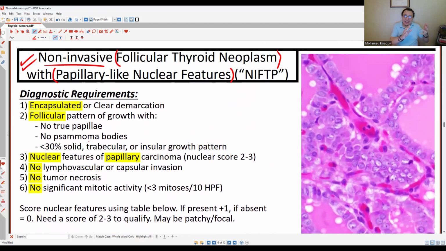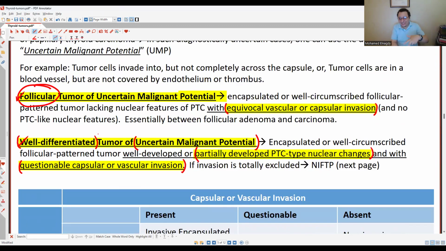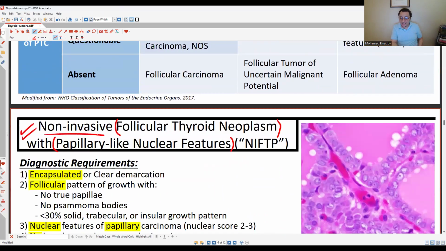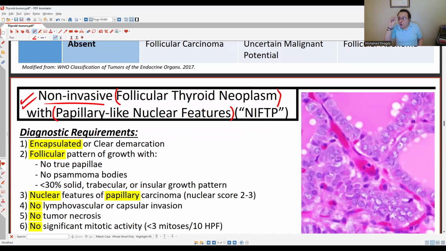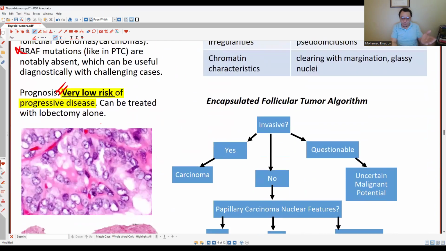That's the NIFTP and the follicular neoplasm of uncertain malignant potential and well-differentiated tumor of uncertain malignant potential. That's why I always say, don't bother confusing yourself with these entities before the boards. That's my recommendation. Otherwise, if you keep confusing yourself with this NIFTP, follicular neoplasm of uncertain malignant potential, well differentiated with uncertain, you start forgetting the follicular carcinoma, follicular adenoma, and papillary thyroid cancer, anaplastic, and medullary. And these are the most important ones for your boards, not these ones.